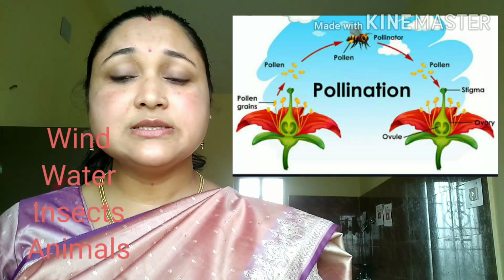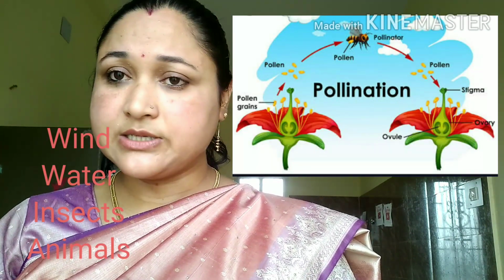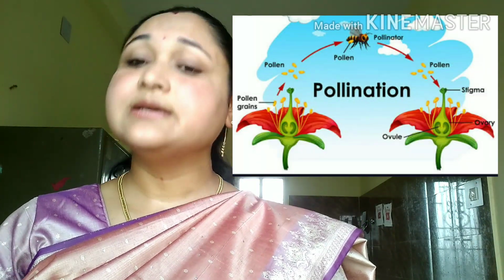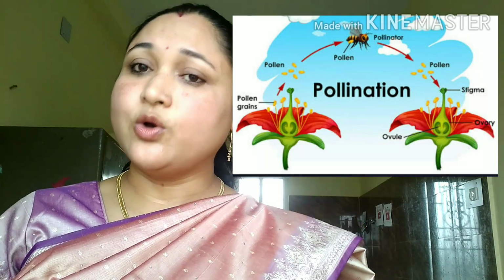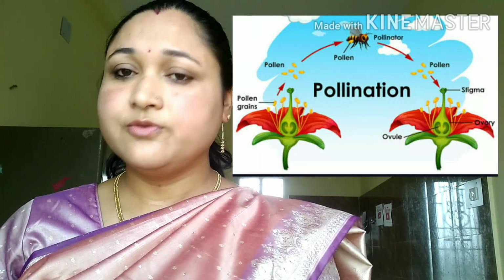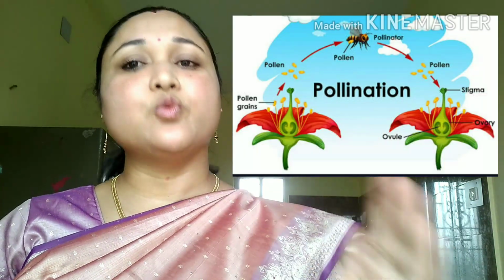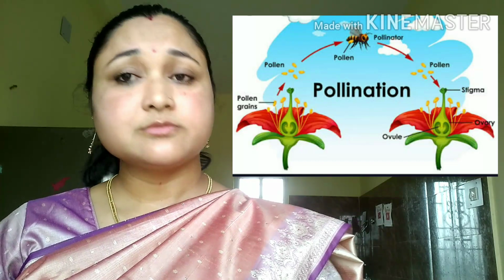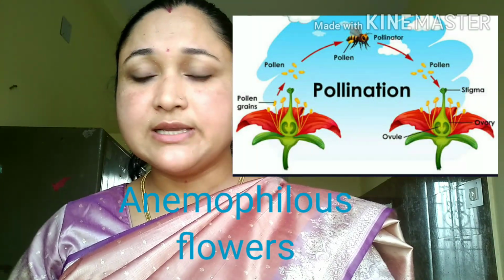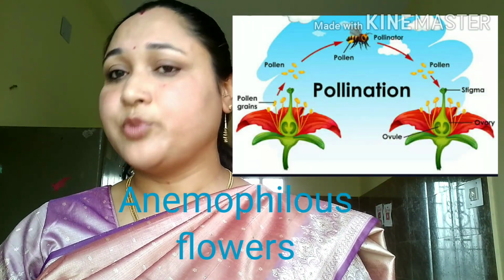Now what happens in the wind pollination? In the wind pollination, the pollen grains are light enough so that they can travel along the movement of the wind and they reach the flowers. The pollen grains likewise are transferred from one flower to the other flower. So these flowers are also known as anemophilous flowers.